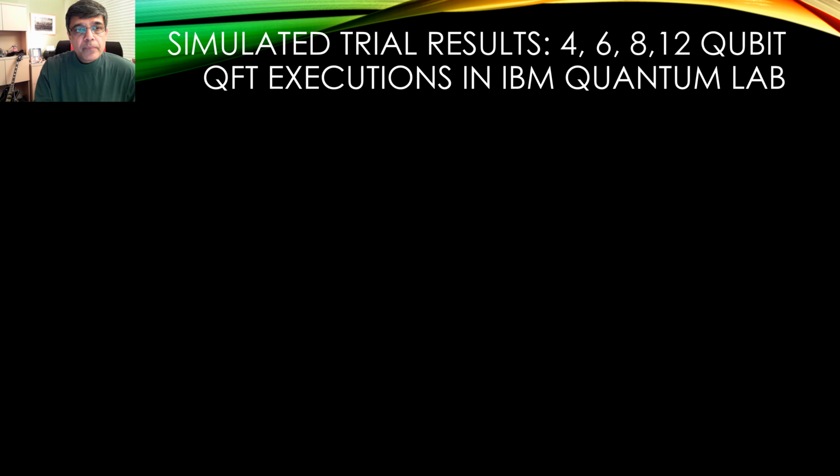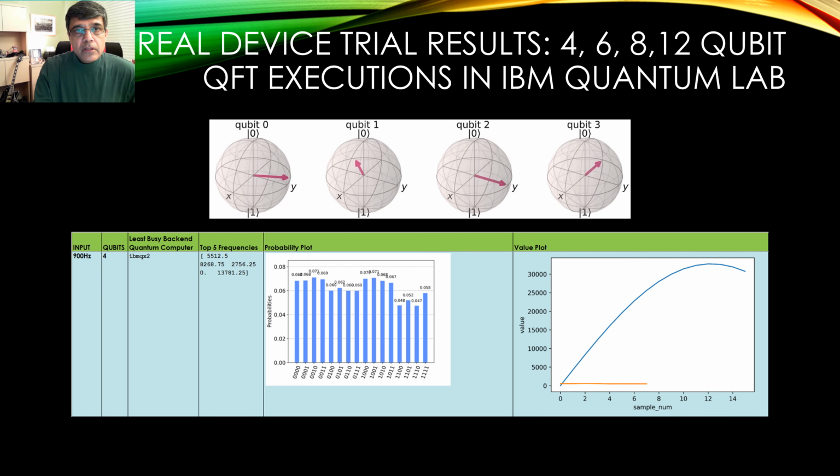The next set of results discusses real device trials. For 900 hertz, the 4-qubit trial worked well. It captured the waveform of the input file accurately. However, the peak detection was not very good in the real device.